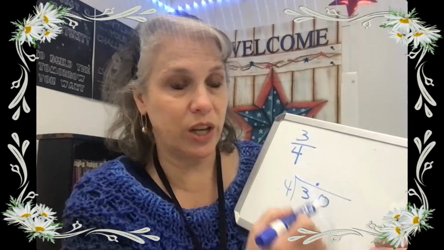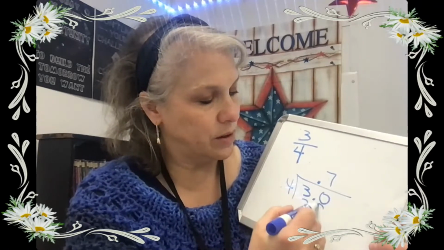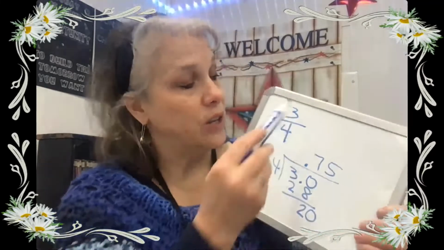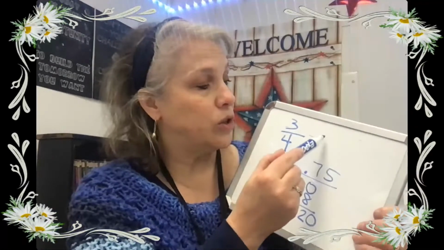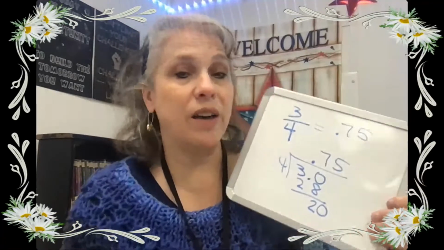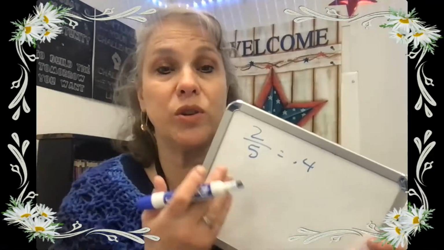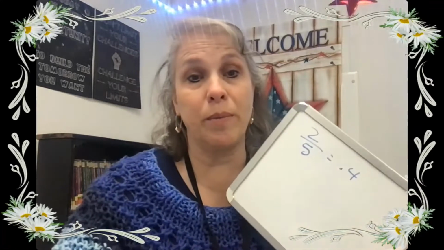4 goes into 30 7 times. 7 times 4 is 28. Subtract, I get 20. So 0.75. So 3/4 is equal to 0.75. Now, in my class, there are certain fractions that we memorize the decimal for, like 1/2 is 0.5. 2/5 is equal to 0.4. But if you don't have those memorized, you can also divide the bottom number into the top number and you get your decimal.